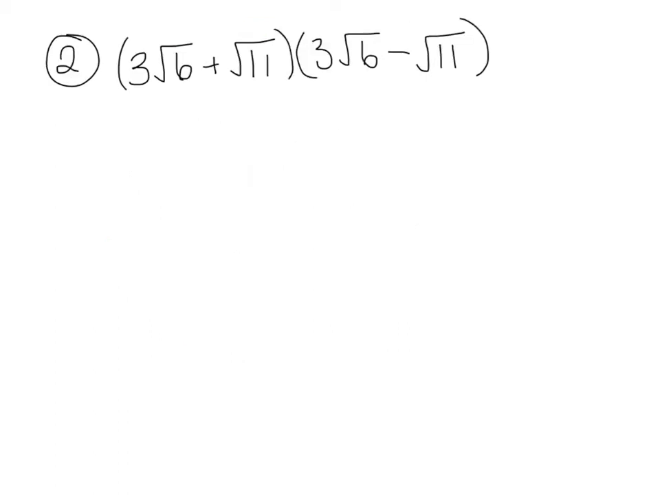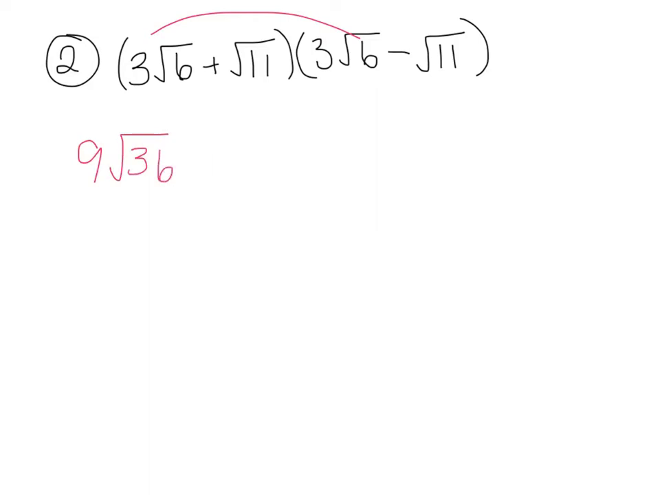So again, here we have another problem that's just like distributing. This was like a binomial times a binomial. So remember, everything in the first binomial has to be multiplied to everything in the second binomial. So we'll start with 3 square root of 6 times 3 square root of 6. Well, 3 times 3 gives you 9, and square root of 6 times square root of 6 is square root of 36.